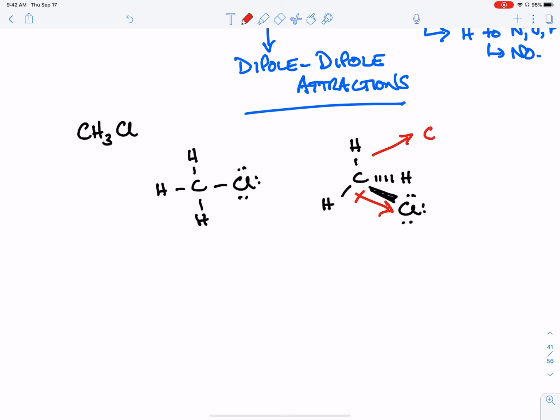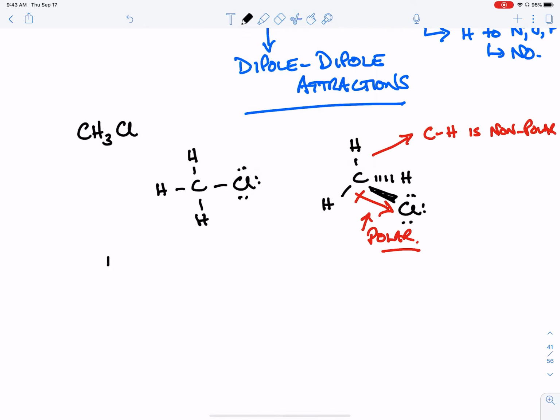Just to note, carbon to hydrogen is non-polar. Carbon to chlorine is polar. This is a polar bond between carbon and chlorine. How do you know this? Because they're far apart on the periodic table. They're dissimilar atoms. And because of that, we want to ask, is this molecule polar?